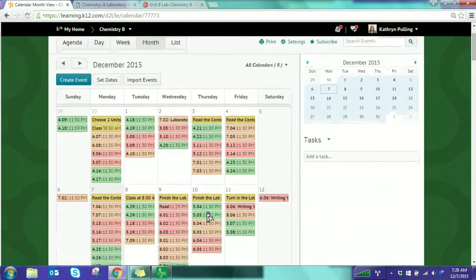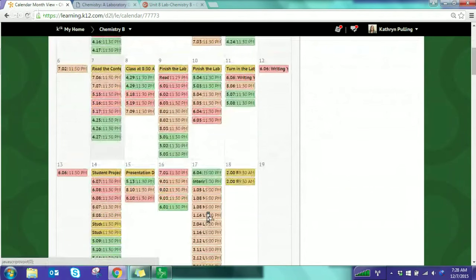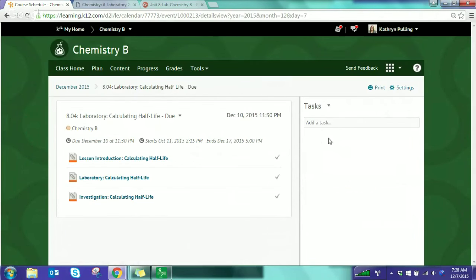And then, let's see, I think light pink is this class. Yeah, so 8.04 right here. Click more. So the lesson introduction and laboratory gives you some kind of background information. I highly suggest reading that, especially if you're not already familiar with what half-life is.